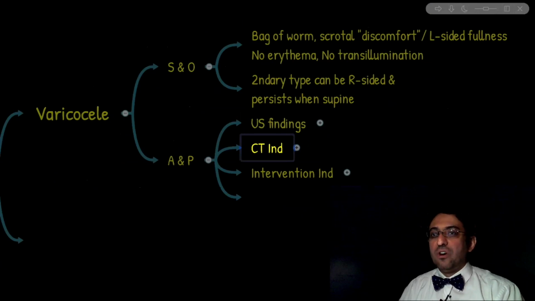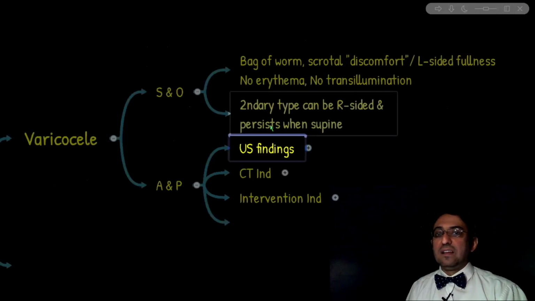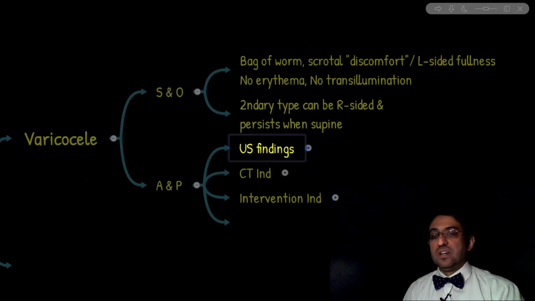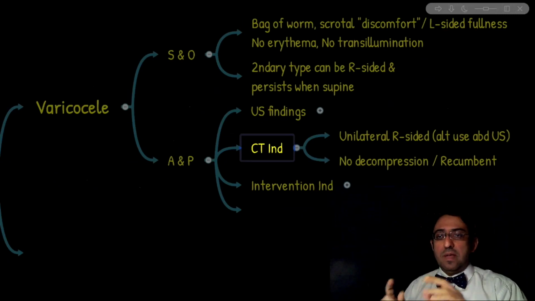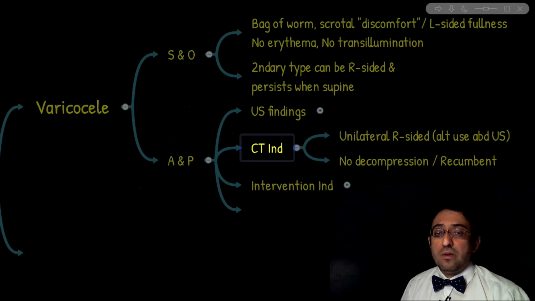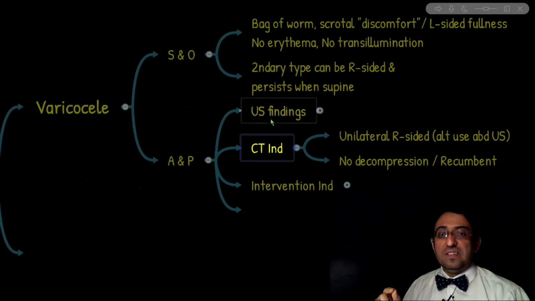And why is it so? Because we need to rule out the possibility of retroperitoneal tumors, and CT is a superior imaging modality as compared to the alternative, which is what? Of course, ultrasound. So again, remember, anything that hints in favor of a right-sided or tumor, such as no decompression, prepubertal onset, unilateral right-sided, these are all indications of CT.